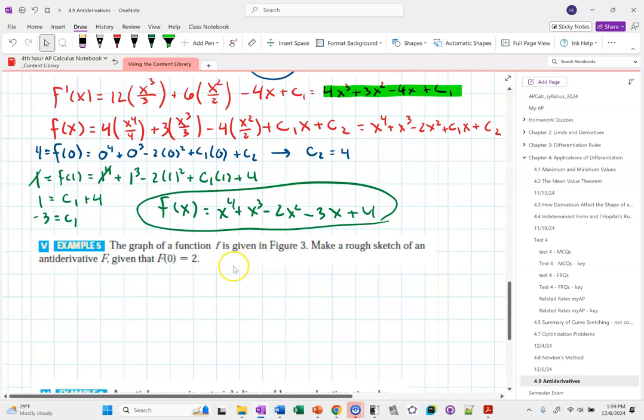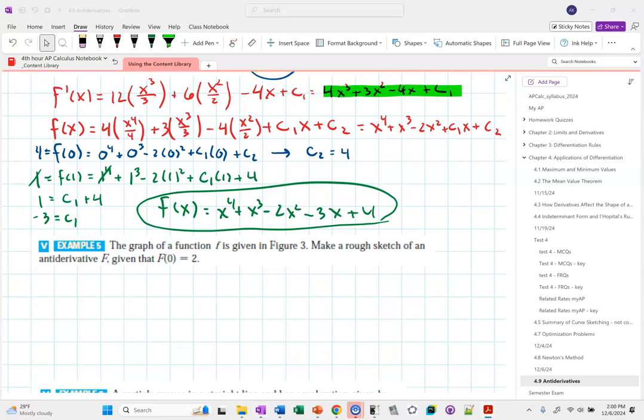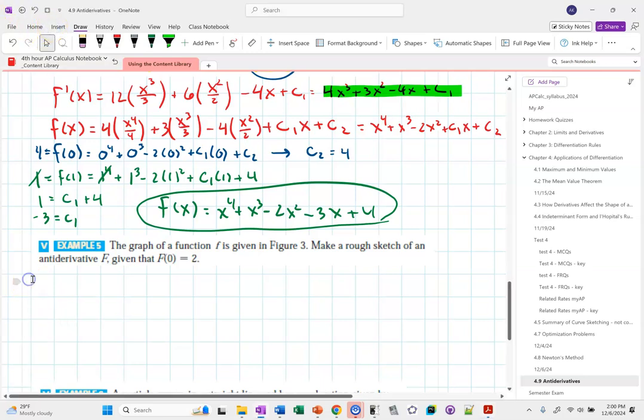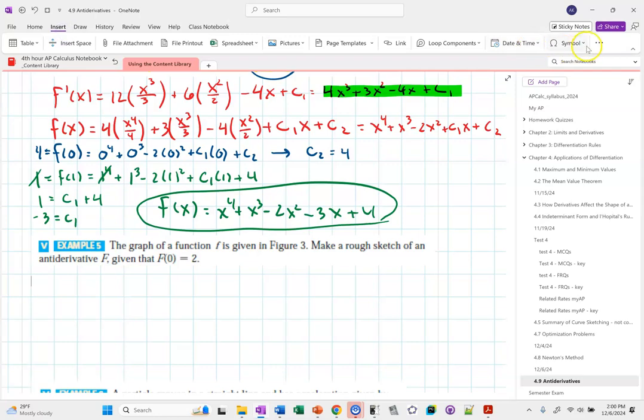The graph of the function f is given in figure 3. No, I didn't apparently copy that in. Let's grab that then. Find the graph of its antiderivative. Let's input that real quick.